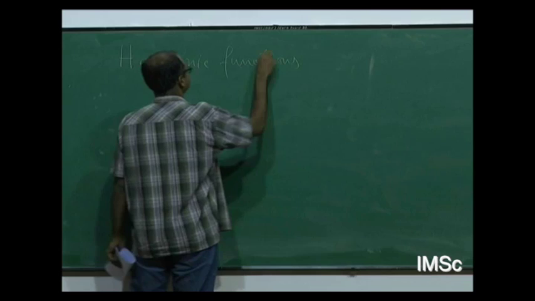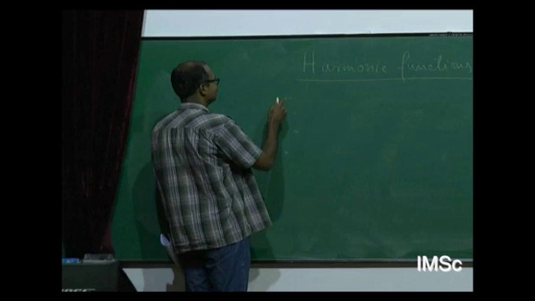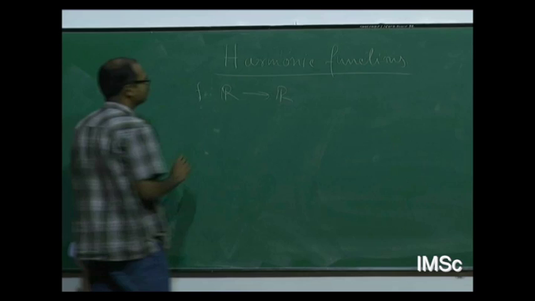We just start from the very basics. Let's just forget about complex function for a moment and start with a real function. So I have a real function, a real valued function of real variable. Then what does it mean to have a derivative at a point?